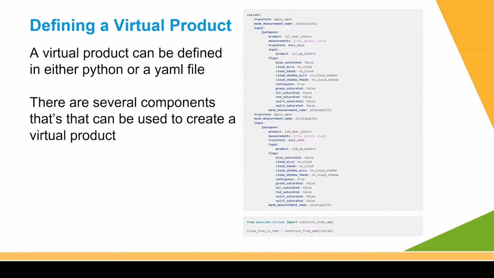There's a couple of ways you can define a virtual product. One way is by defining an actual YAML file, just like you do when you ingest data to the Data Cube. You can define a YAML file that's similar, but instead of defining the metadata, you're defining how to create and transform the data from the existing data, creating the view that you want to see.